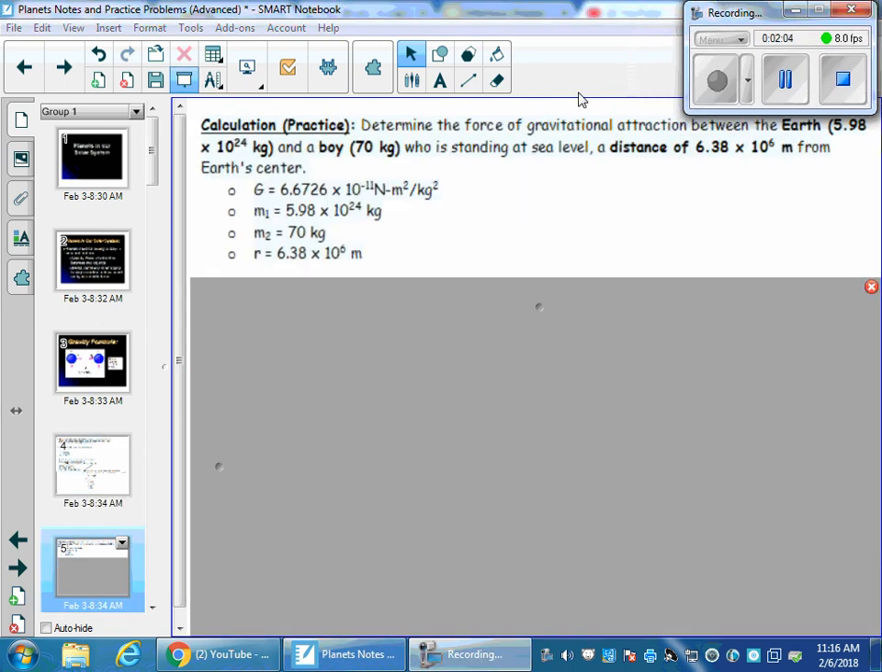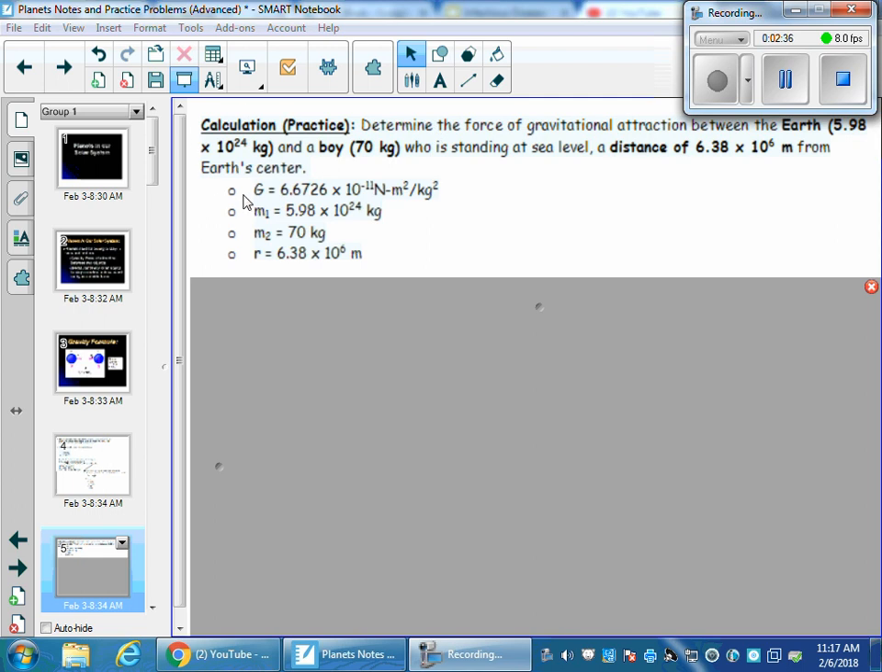We will also work on this in class, but this is how you would use this formula to answer a question. So you'll want to make sure you fill this out on your sheet so you have this as a guide for what we're going to be doing in class. Determine the force of gravitational attraction between the Earth and a boy who is standing at sea level, a distance of 6.38 times 10 to the 6 meters from Earth's center. One thing about all of these equations and calculations is I will not ask you to convert units, because there are so many different units you're using, but you should know that your final answer is in newtons.